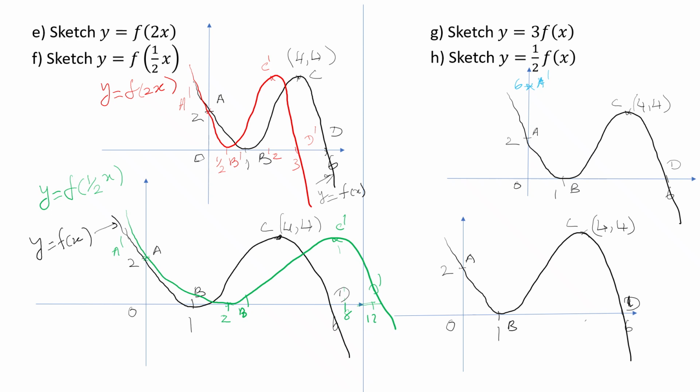Point B, y coordinate is 0, so it still remains the same point. 0 times 3, 0. So this is B dash. Point C, y coordinate is 4, so 4 times 3, 12 is going to be here, C dash. This is 4, 12. Now point D, y coordinate is 0, so it still remains the same point. This is D dash. So let's draw the graph.